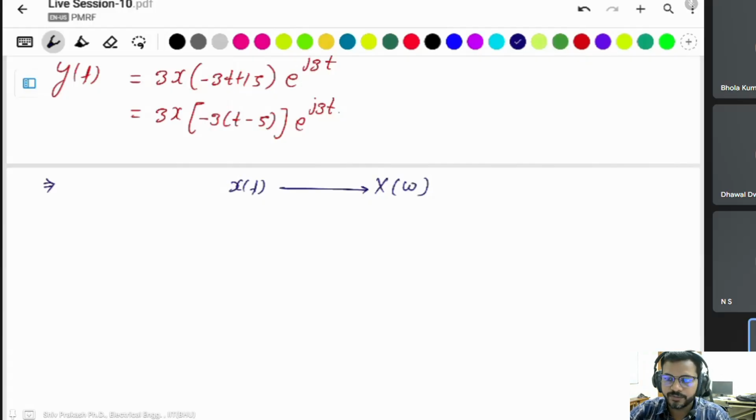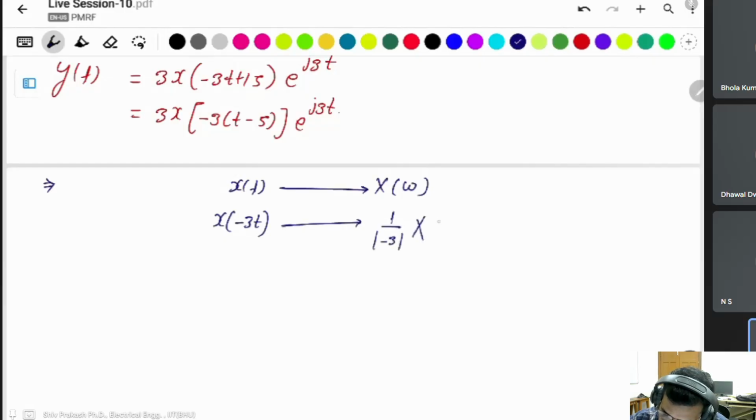Let's try to solve. First, use the scaling property. Suppose x(-3t). Then what is the Fourier transform of that function? It is 1 by mod of alpha times X(omega divided by alpha), where alpha should be minus 3, like that.